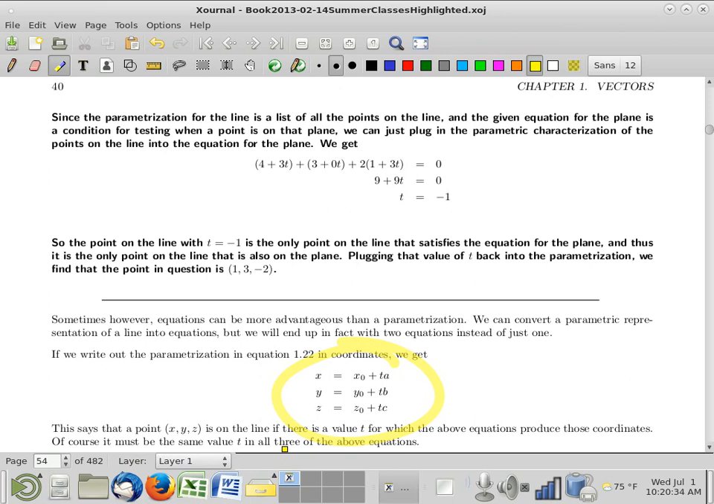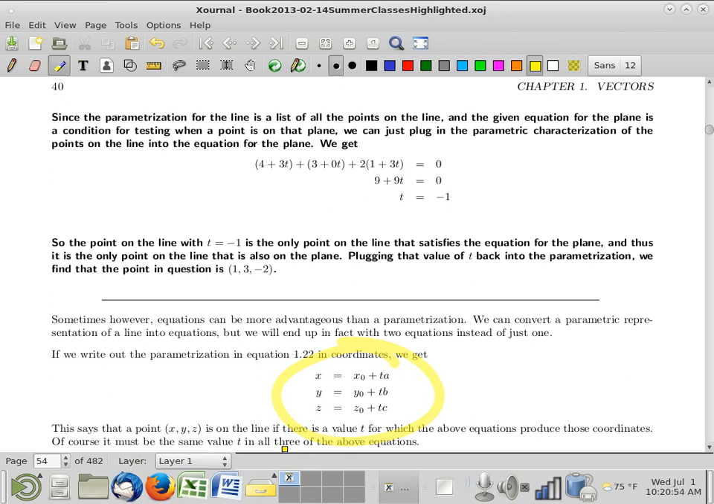Suppose I want to create a test. This is a generator as it is. This generates points. You give me a t, plug it in, bam, there's your x, y, z. It's making points. I want to turn this into an equation kind of deal where I can come with a point and test to see if it works.